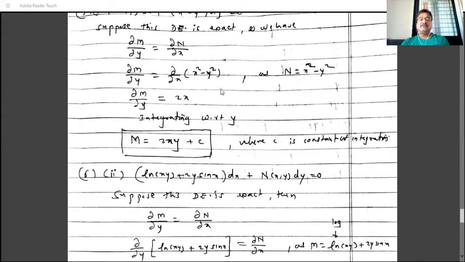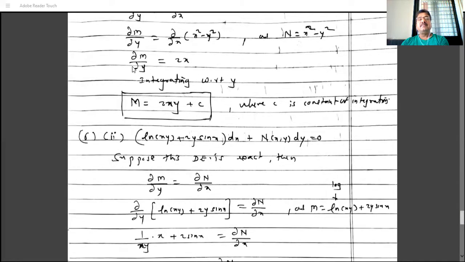Partial derivative with respect to x means the other variables are constants. Y is constant, z is constant; with respect to x, the remaining variables are constants. So the derivative of y square is 0, and so ∂/∂x of x square minus y square is 2x. Now we have to solve this equation and find the value of M.